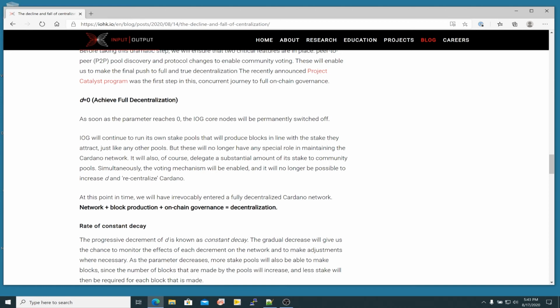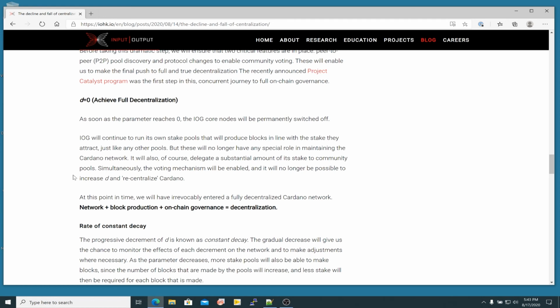So as soon as the parameter reaches 0, the IOG core nodes will be permanently switched off. IOG will continue to run its own stake pools that will produce blocks in line with the stake they attract, just like any other pool. But these will no longer have any special role in maintaining the Cardano network. It will also, of course, delegate a substantial amount of its stake to community pools. Simultaneously, the voting mechanism will be enabled, and it will no longer be possible to increase D and re-centralize Cardano.